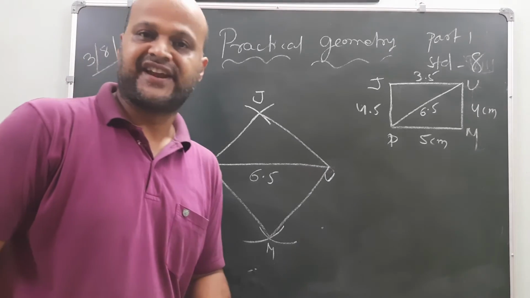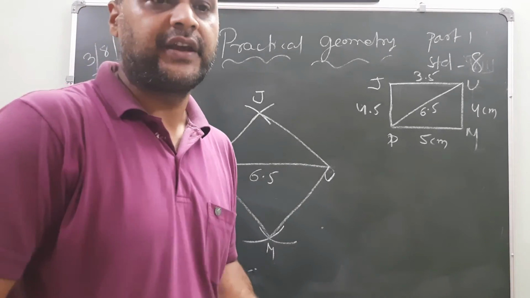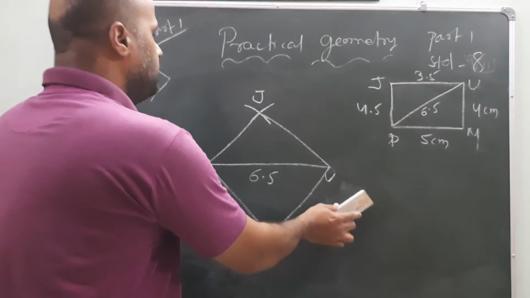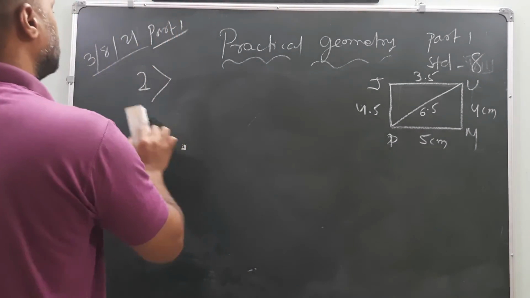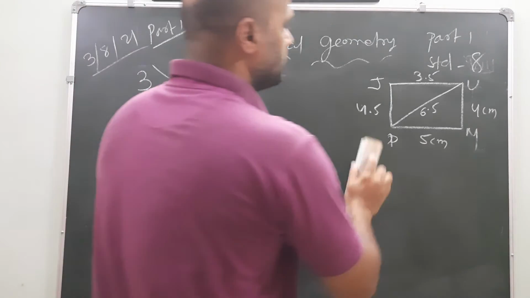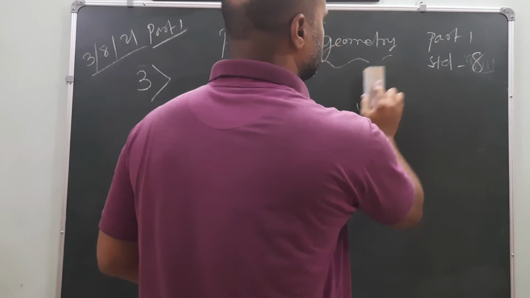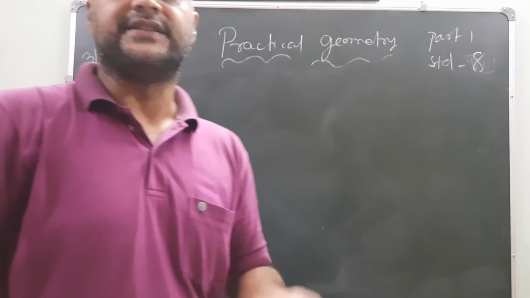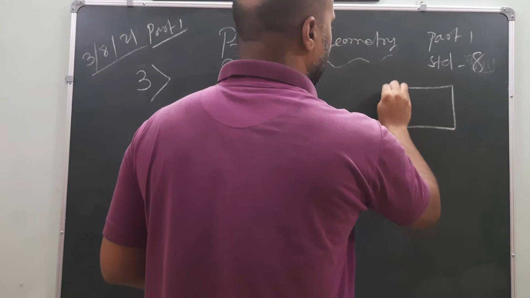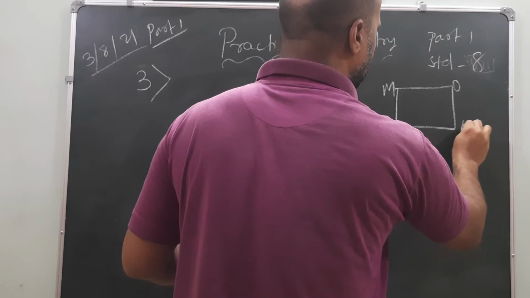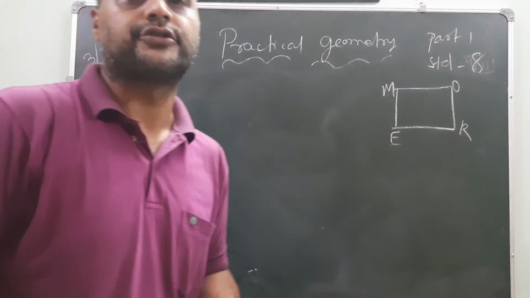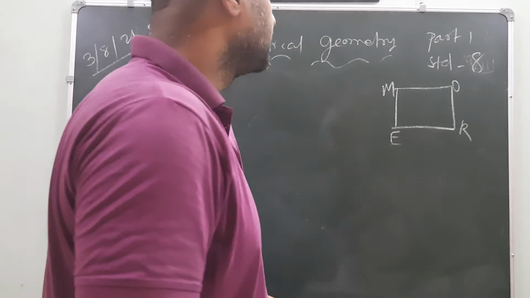Understood? This is the second problem of your first chapter. Okay, now come to the next one. We can do it. Now the next one, question number 3. What is that? A quadrilateral is there. The name of the quadrilateral is MORE. This is the rough sketch. First you have to draw the rough sketch according to the given question. Okay?